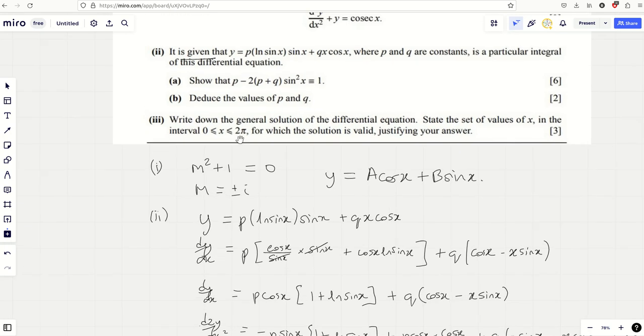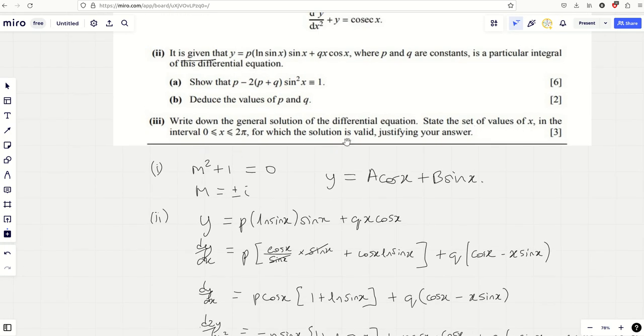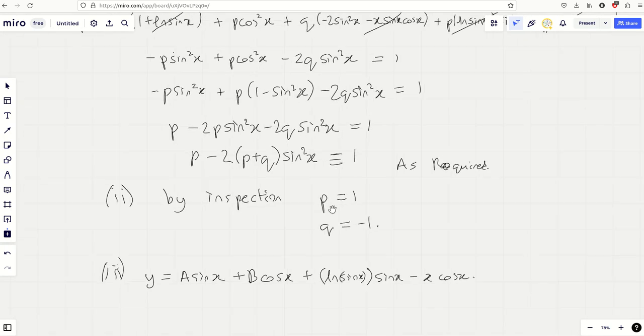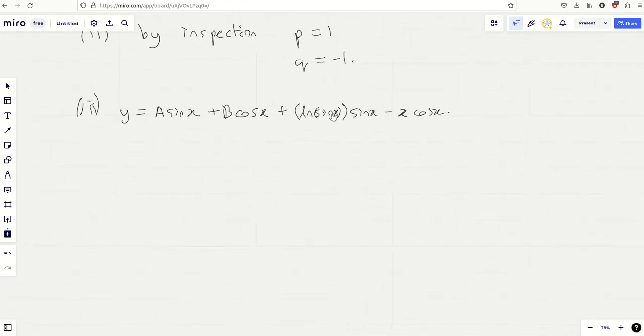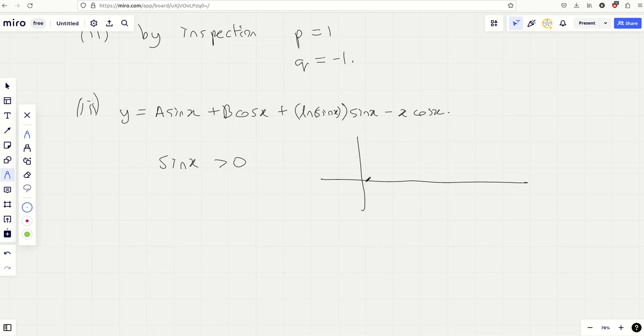And it then says, state the values of x for which the solution is valid, justifying your answer. Well, you know, you can't take the ln of a negative number, yeah? And that's why sine x must be greater than 0. Sine x must be greater than 0. You can't take the ln of 0 either. And if sine x is greater than 0, just consider a sine curve for a minute. Where is sine x greater than 0? Well, between 0 and pi, not including 0 and pi. Hence, 0 is less than x is less than pi.